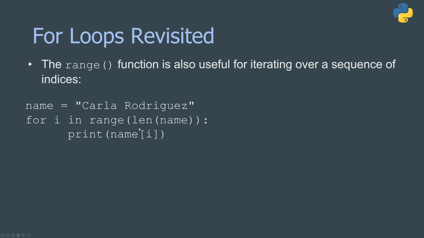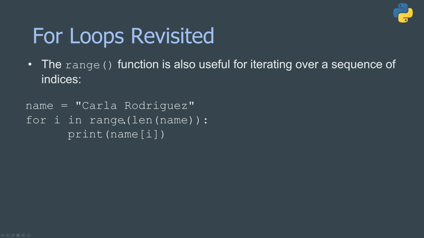So in this case, we have len of name. This is kind of confusing because we say for i in range of len of name. We're kind of calling two functions there. Just keep in mind, it goes from the inside out. All right, so first, it's going to call len of name, and that's going to count the number of characters in Carla Rodriguez. And how many is that? It's 5, 6, 7, 8, 9, 10, 11, 12, 13, 14, 15, counting the space. So that's going to produce 15.